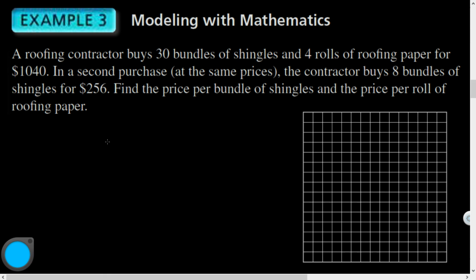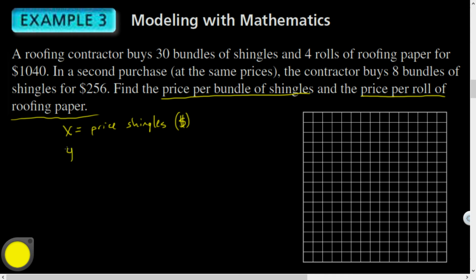Let's first figure out our x and y. Now, the x and y are likely going to be the question that they ask. So my x, defining my variables, is the price for shingles measured in dollars, and the y is going to be the price of roofing paper.